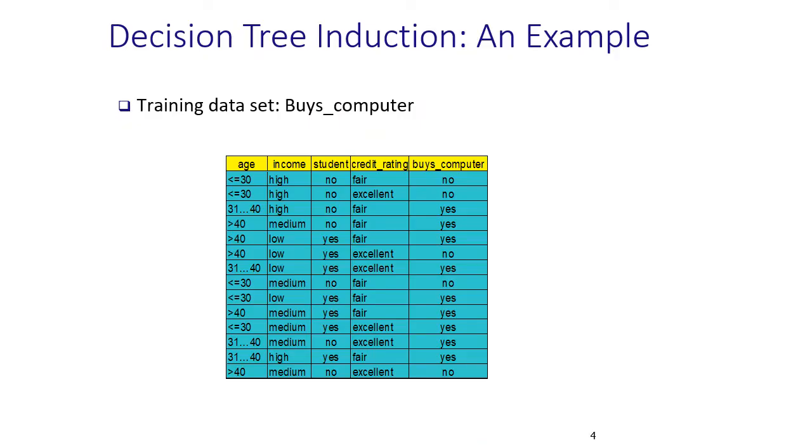So this is the example which we are taking for our decision tree induction. Here we have attributes like age, income, student, credit rating, and our basic class label is whether he buys a computer or not. So buys computer is our decision variable, which is based on the attributes like age, income, student, credit rating.